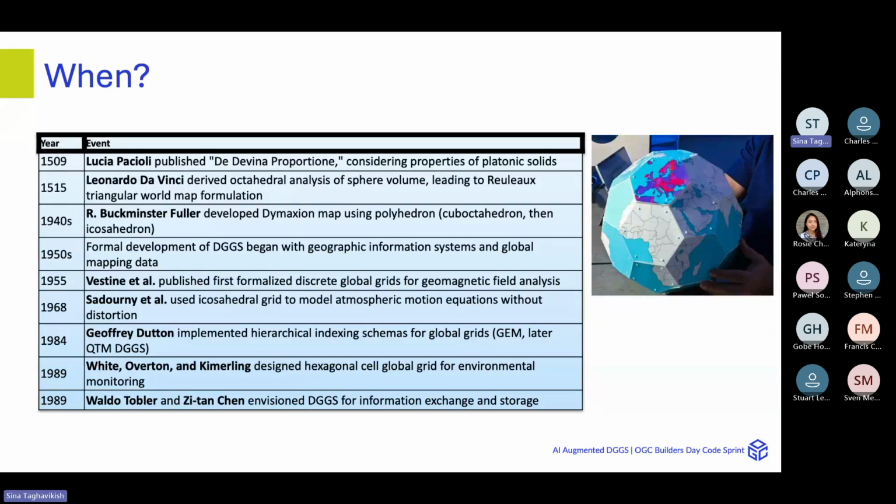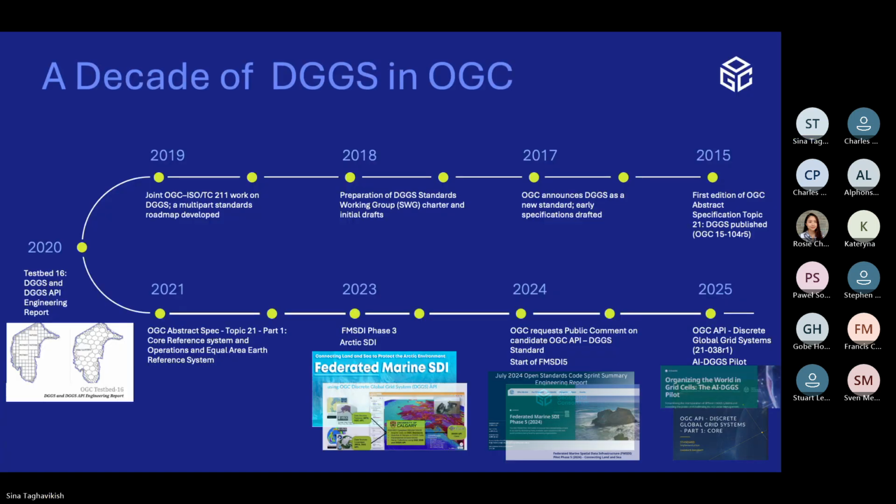It has been around for years, since 1500, really. Even from the Platonic solids, the idea goes back 500 years or more. So it's nothing new, and I just want to highlight that. Maybe in 1989 we started to have more applications toward what we call DGGS today. There is a history to DGGS in OGC, and that is for the past 10 years or more.